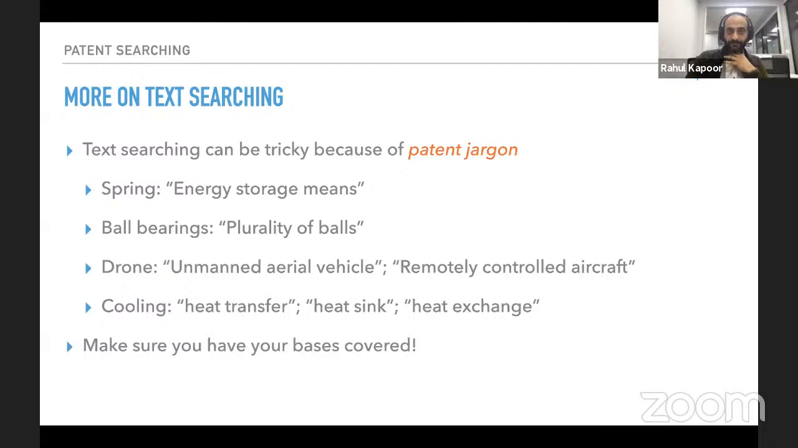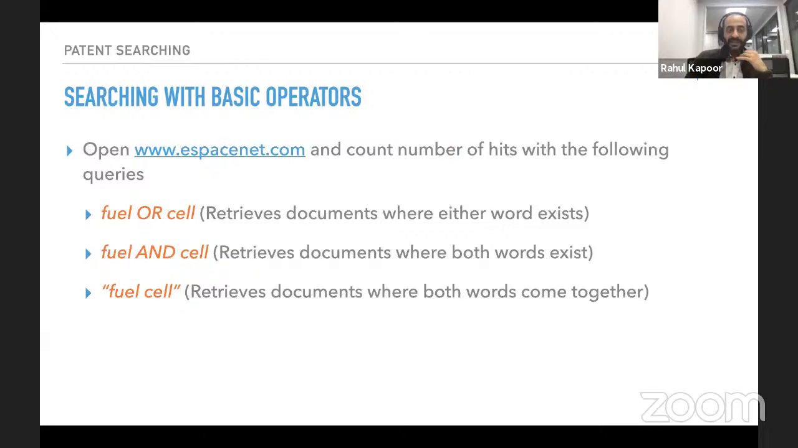Okay, moving on. So just another exercise quickly.